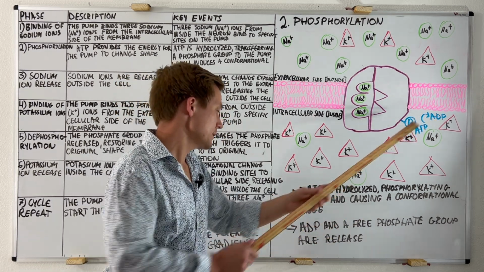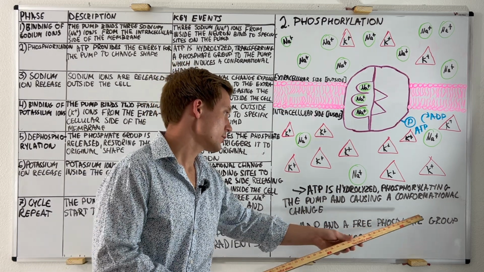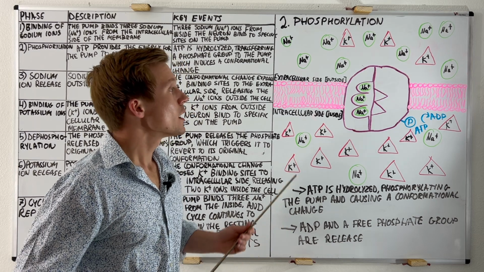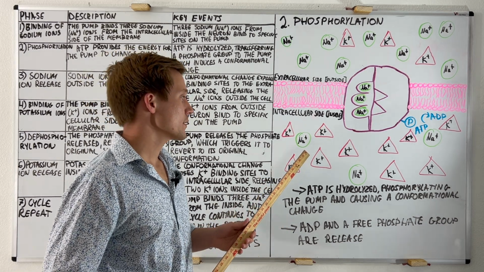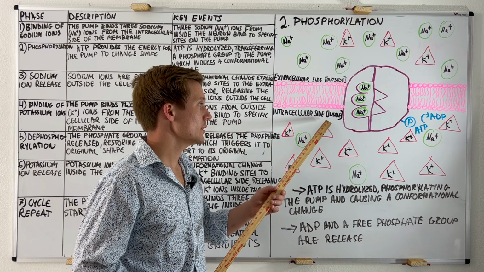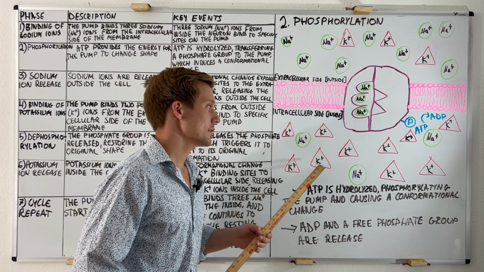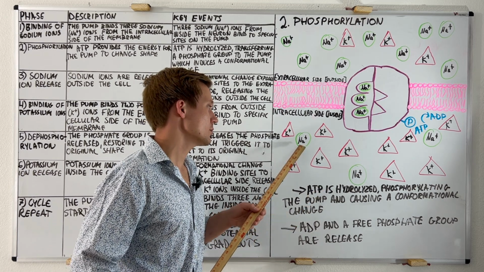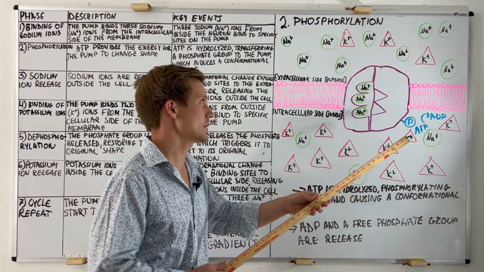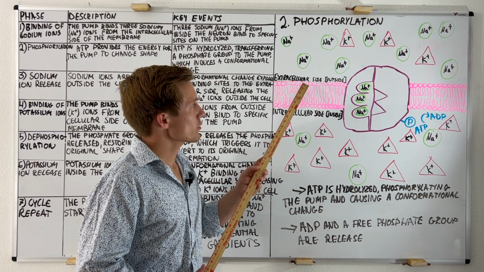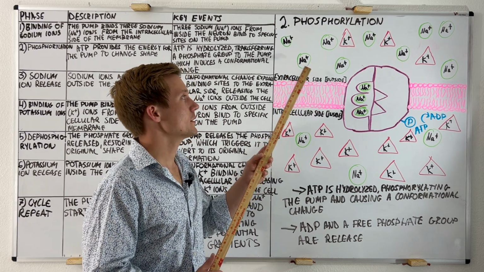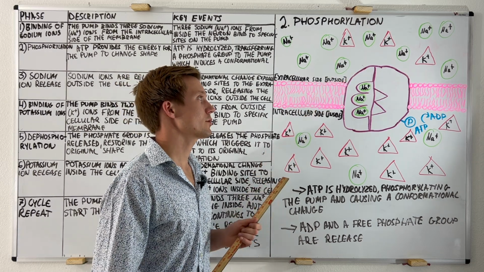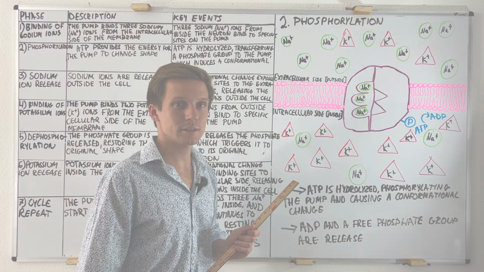ADP right here and the free phosphate group are released. And also one more thing you guys can note is that the intracellular side has a very high concentration of potassium ions and a low concentration of sodium ions, whereas the extracellular side has a very high concentration of sodium ions and a low concentration of potassium ions.